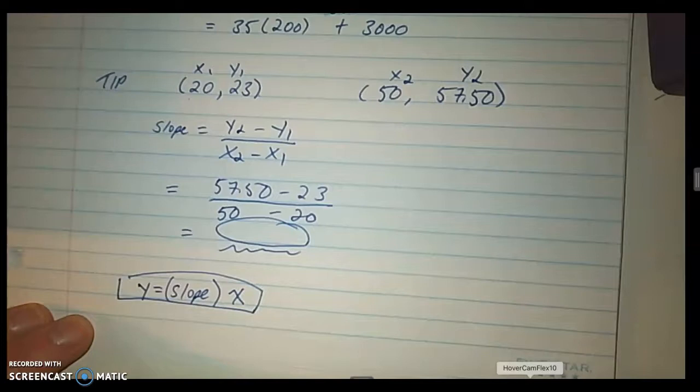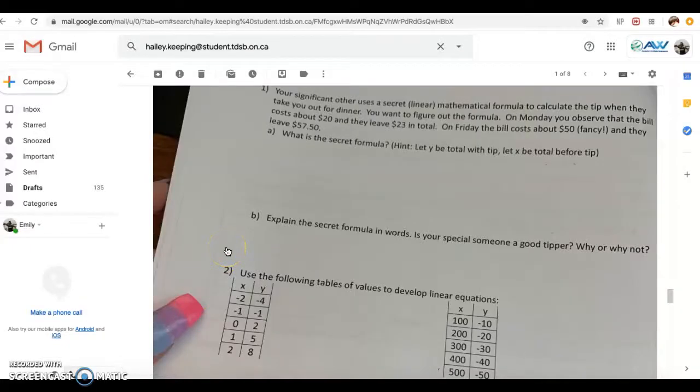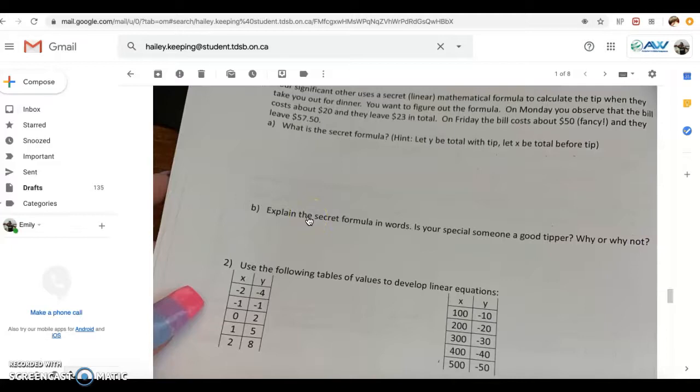Let's look back there. I think there were a couple of context questions on that one. So, explain the secret formula in words. Is your special someone a good tipper? Why or why not? That's something for you. It's kind of like an opinion question, so I'm also going to leave that for you to fill in on your own.